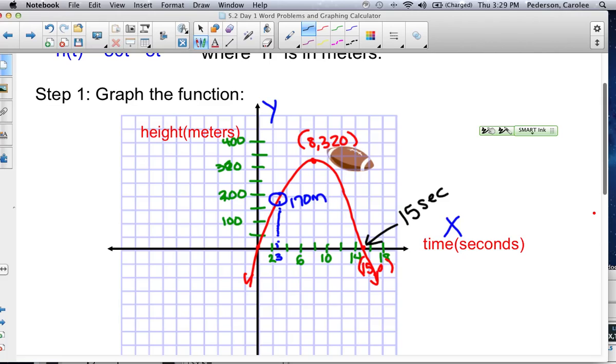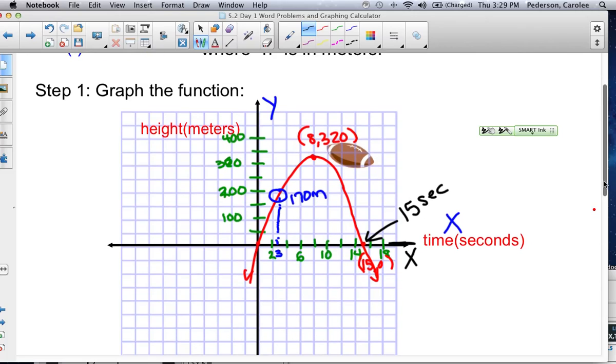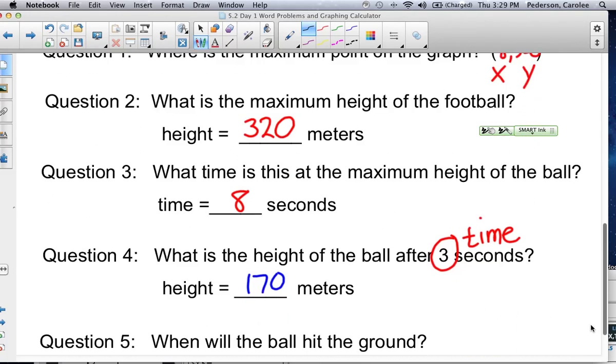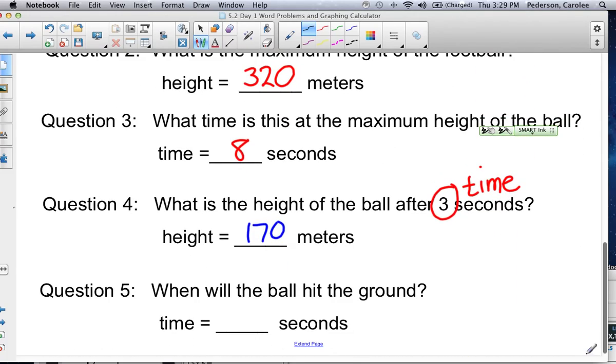That is the x-intercept. Imagine the horizontal axis. This axis right here is where, if y is 0, that means the ball is on the ground. There's no height to the ball. So then when will the ball hit the ground? After 15 seconds.